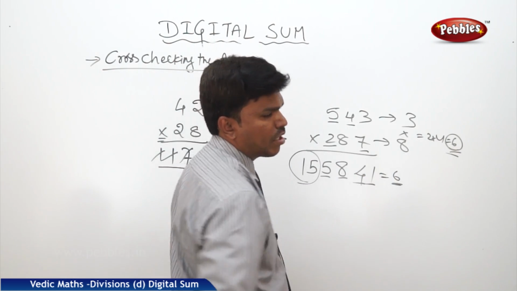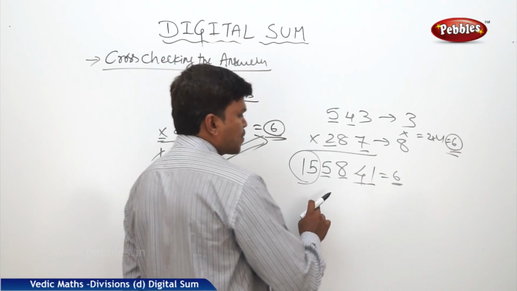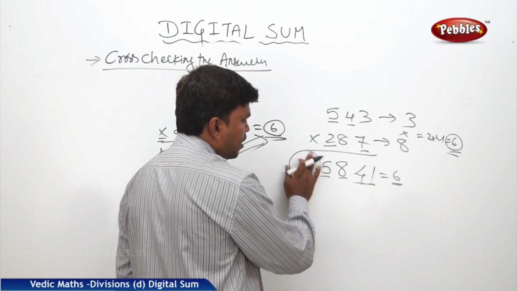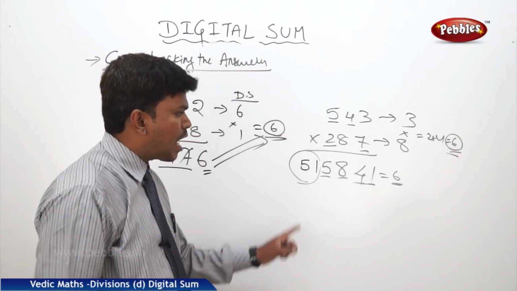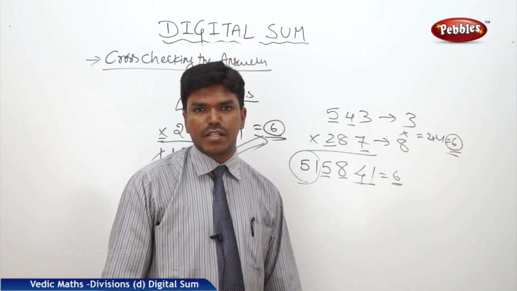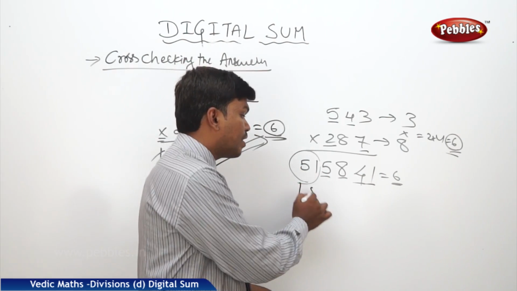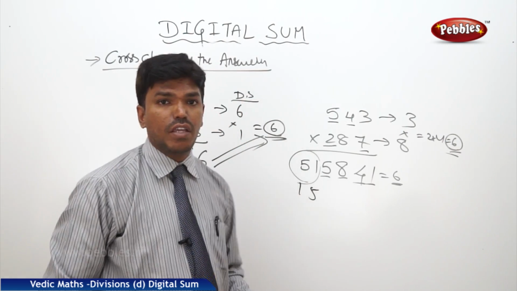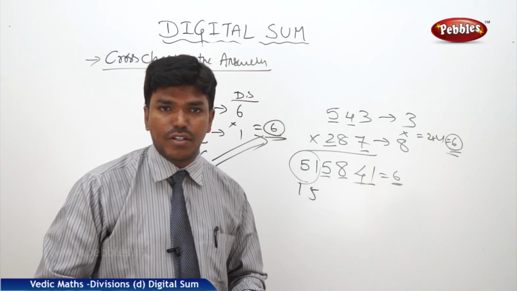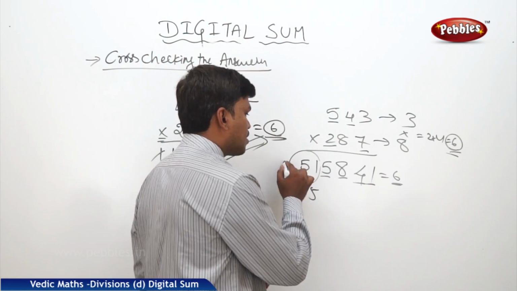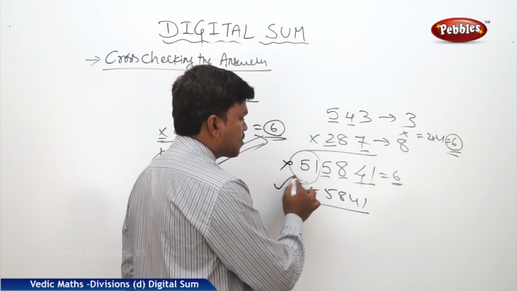Yes, it is matching. But you tell me one example. Suppose if I put here like this, 5 and 1, even I am getting the same digital sum. Yes or no? Yes, 5 plus 1 is 6, but before, the answer was 15. Now this is 51, even though the digital sum is matching. But is it the right answer? No, it is a wrong answer. What is the right answer? 155841. This is the right answer.